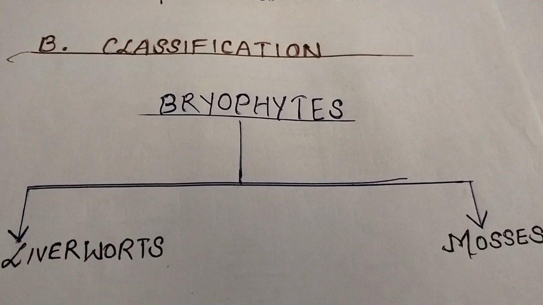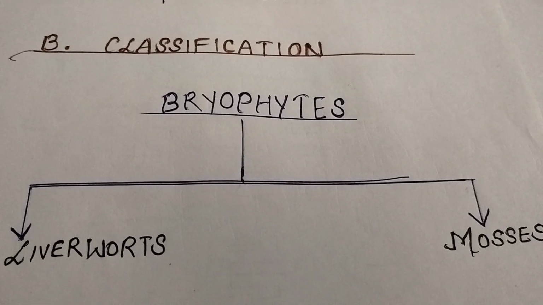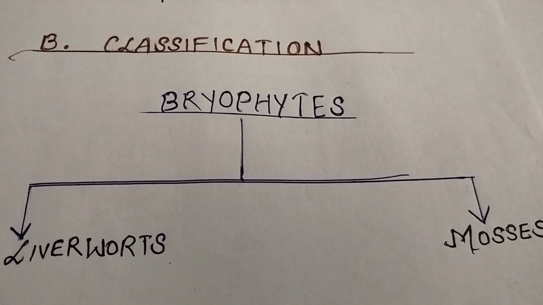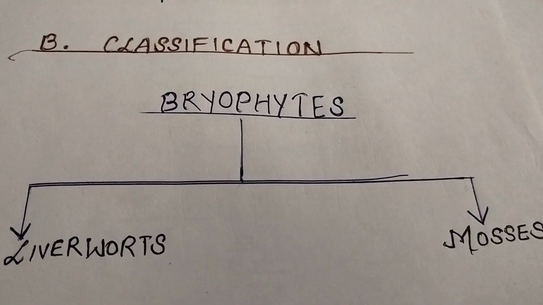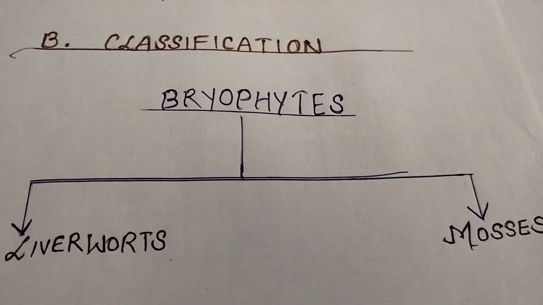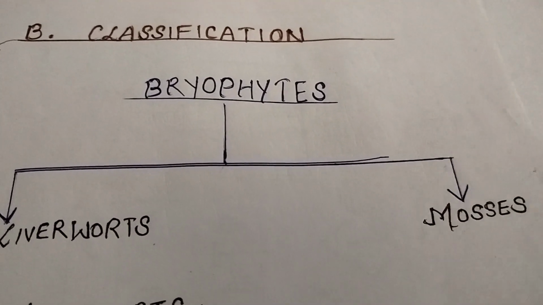Today we will continue with bryophytes. We have discussed general characters of bryophytes in the last video and today we will take its classification. So bryophytes, or group Bryophyta, is divided into two groups, liverworts and mosses. Means bryophytes include liverworts and mosses. First we will study about liverworts.